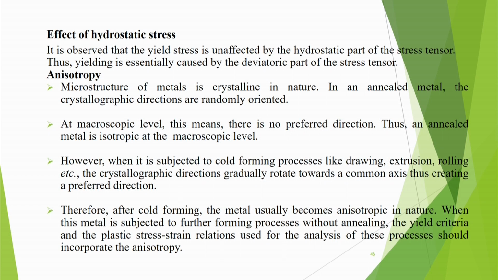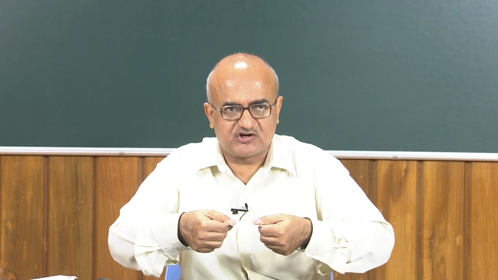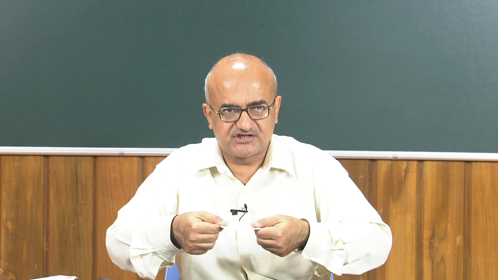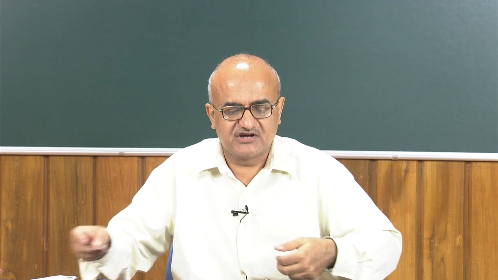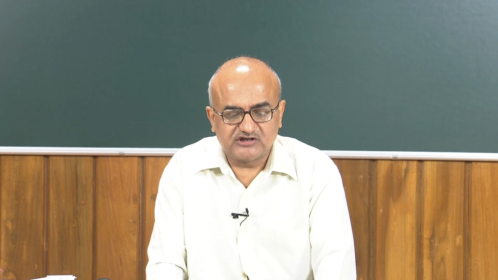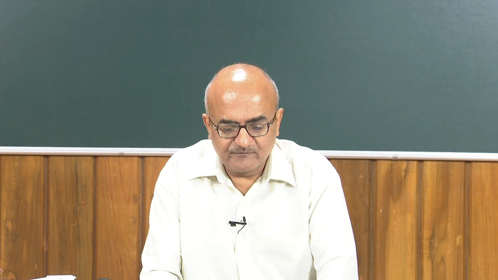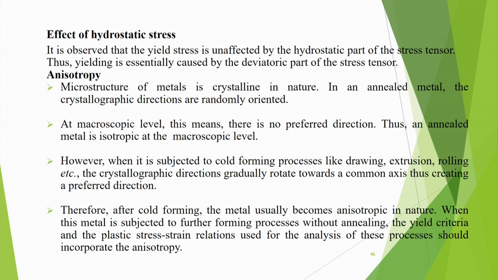If you anneal the material, heat it in the furnace and then slowly cool it, it becomes isotropic. However, when it is subjected to some cold forming process, suppose you have done drawing, rolling, extrusion, if you have rolled that sheet, then grains will be elongated in that particular direction and the material may become stronger in that direction and weak in the other direction. So you will no longer have isotropy and the material will become anisotropic. So after cold forming, the metal usually becomes anisotropic in nature.